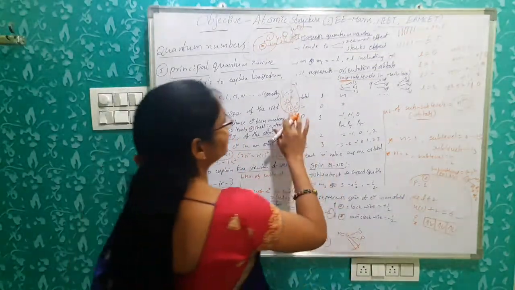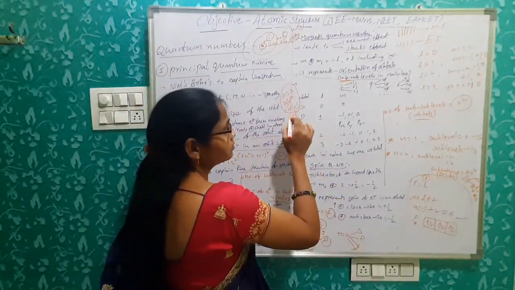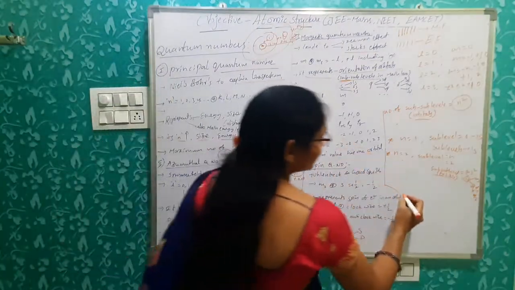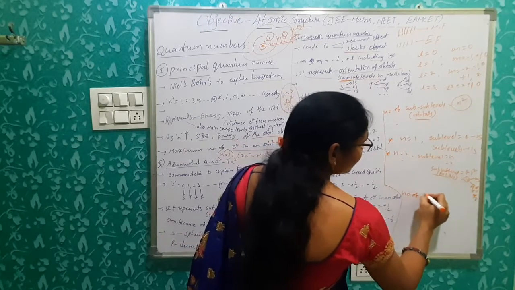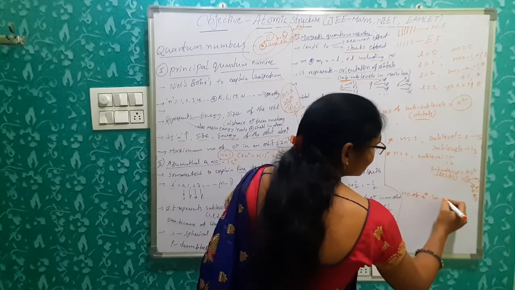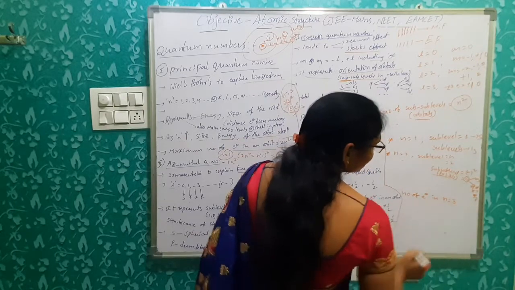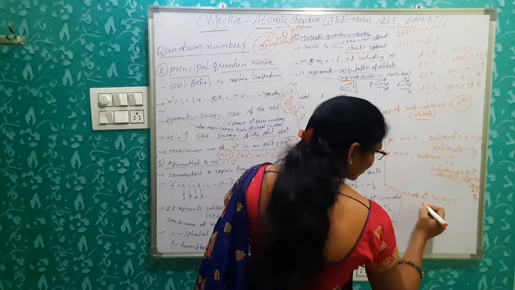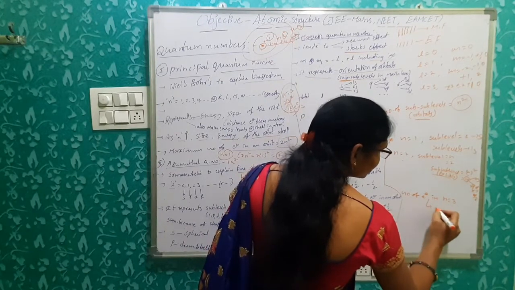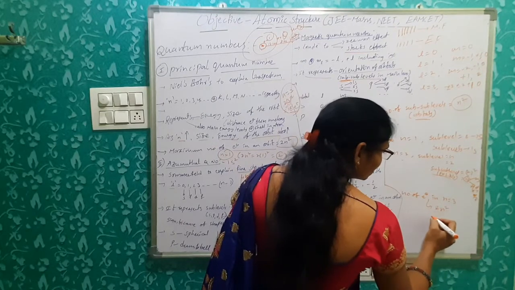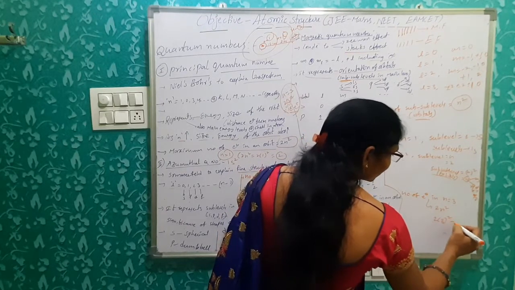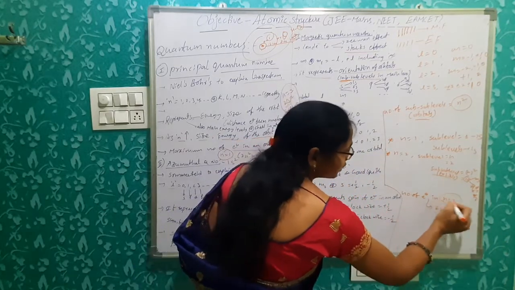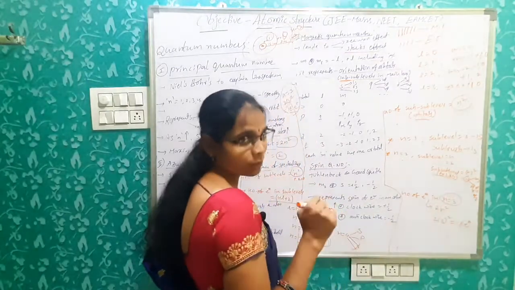Clear? So now n equals 3. I will show you the number of electrons also here. The number of electrons in the n is equal to 3 orbit is given by the formula 2n square, no? So n equals 3 is 2 into 3 square, that is 18 electrons. To fill those 18 electrons, in the third orbit the sublevels are 3.